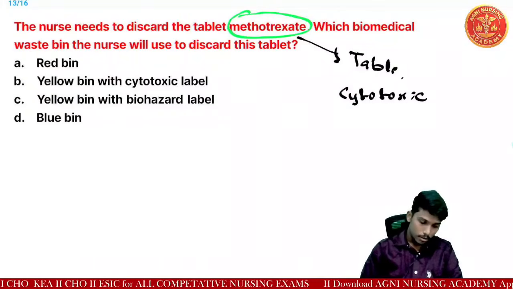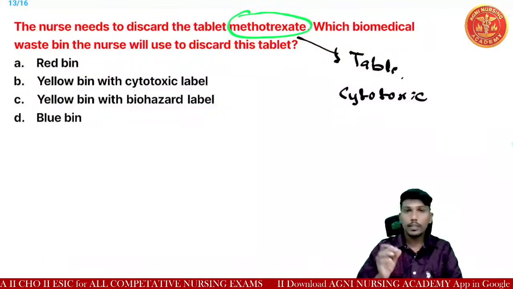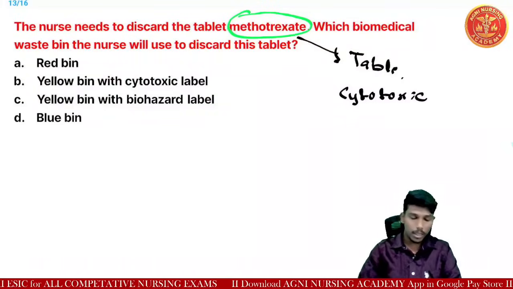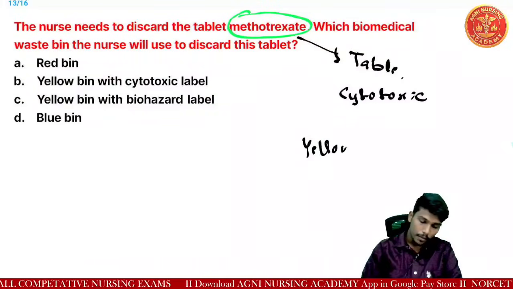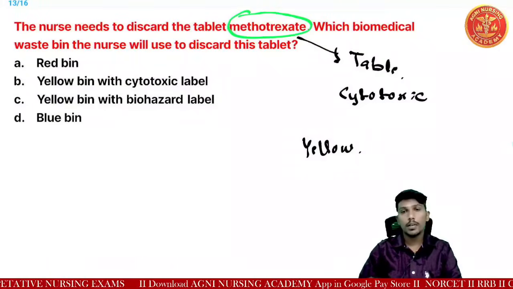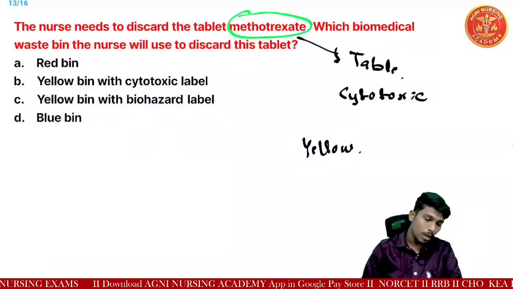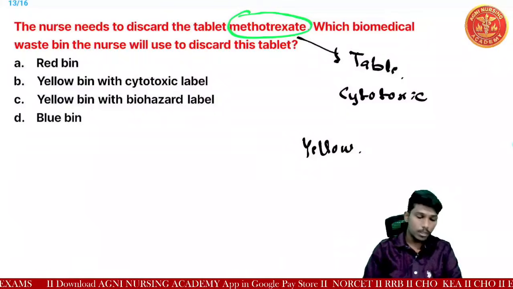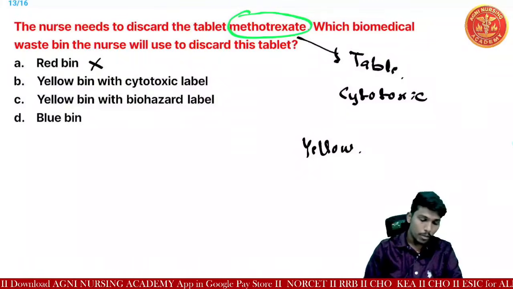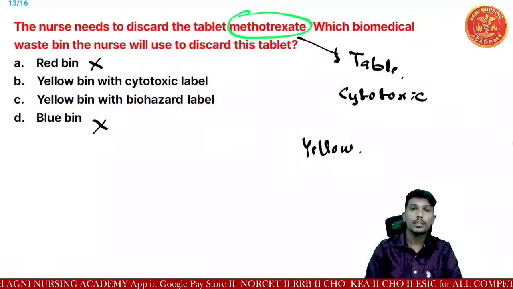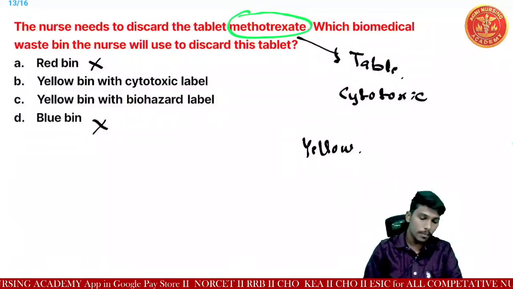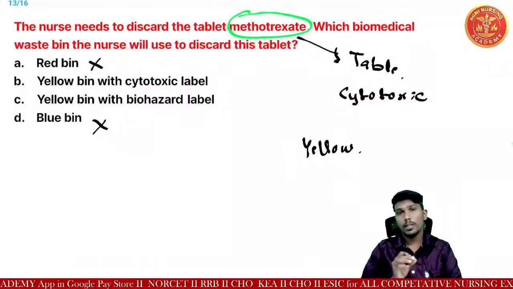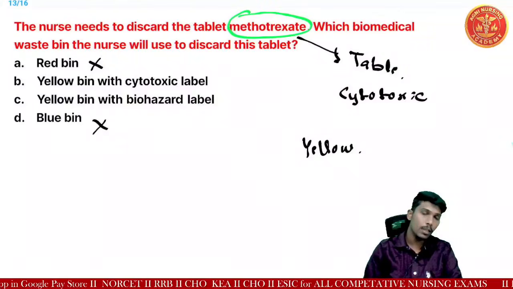Usually you will discard tablets and expired drugs in the yellow bin. Coming to the options, red bin is not the answer, and blue bin is also not the answer. In the red bin we discard plastic content and rubber goods. Then blue is for glass waste.